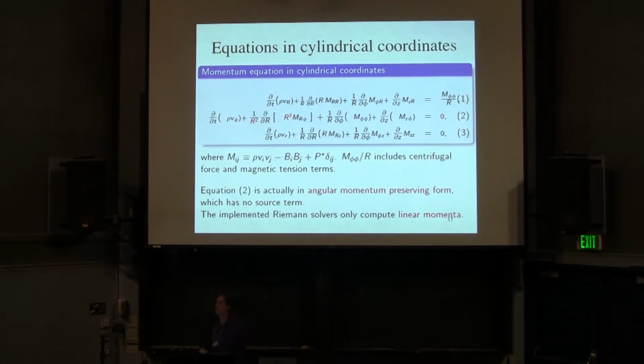So that's one advantage of writing the equations this way. There are, of course, many ways to write the equations. You could pull these geometrical factors out, but that would introduce source terms. I think this way is nicer because it's a strong conservation form for angular momentum.